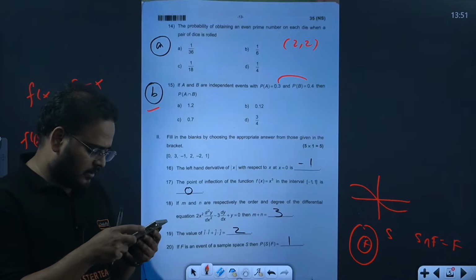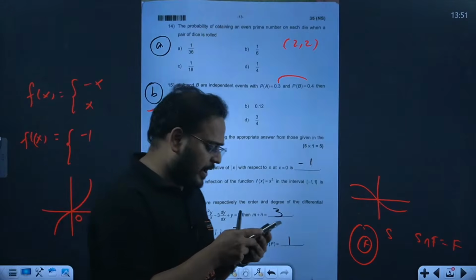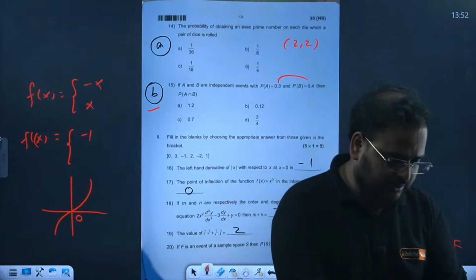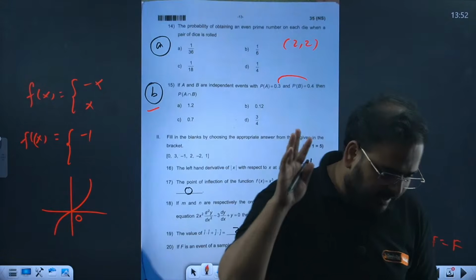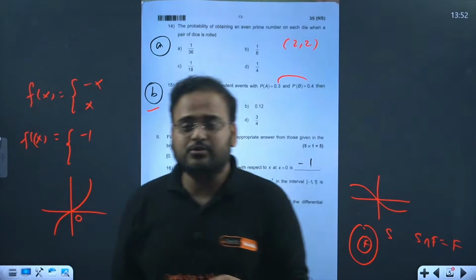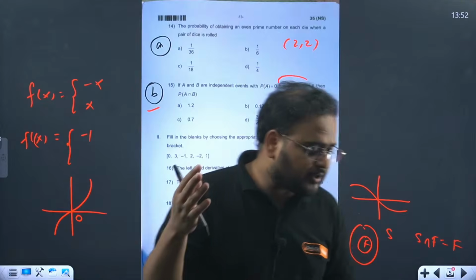Anybody has any discussion required in MCQs, or can I move to the other questions? Anybody wants to discuss MCQs, but still 18 out of 20 is good marks? Okay. Can I move to other questions?